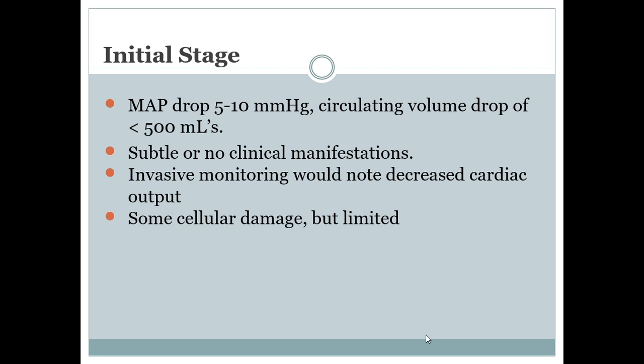Signs of a patient in the initial stage, again, might be subtle, but there is some cellular damage. It is a little limited. So really, the only way to get an understanding of whether there's decreased cardiac output in the initial stage is if the doctor decided to do invasive monitoring, which would not be likely at this stage. They're probably not unstable enough to do that.